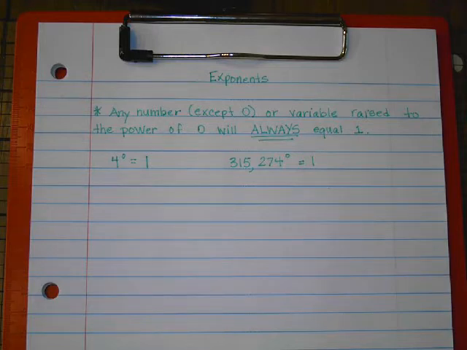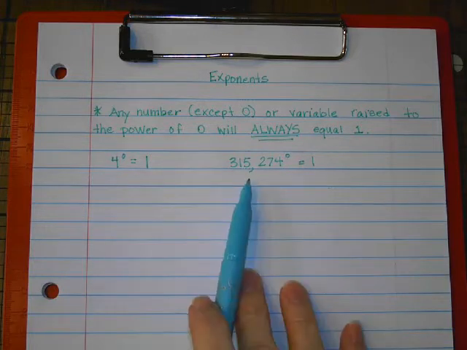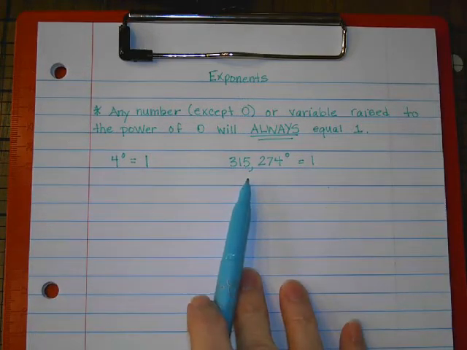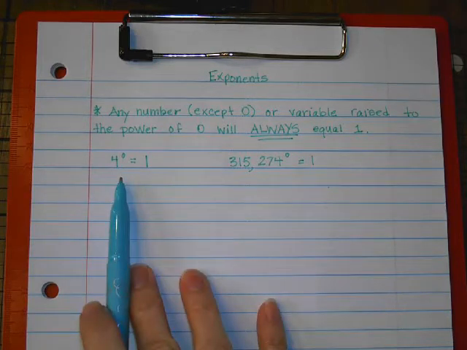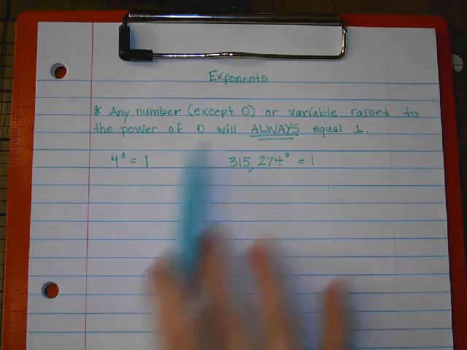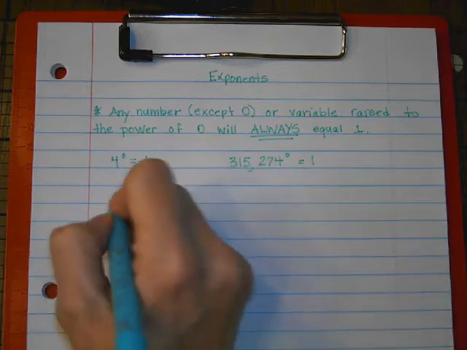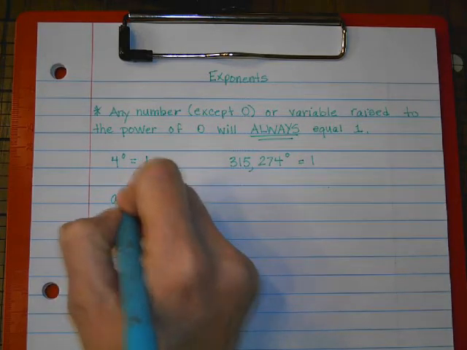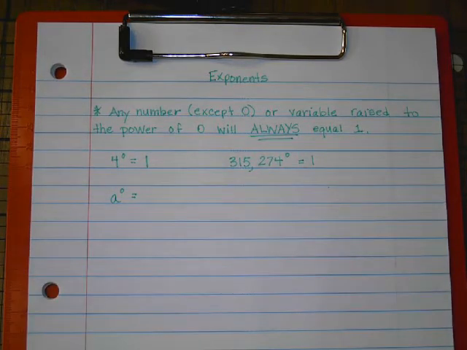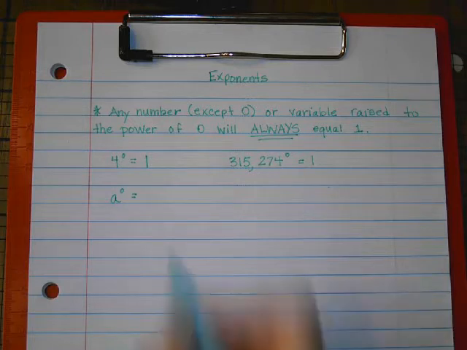equal to 1. Now, while you can use a calculator to solve these two problems and get the correct answer, when we start dealing with variables, you're not going to have a calculator to put a variable in and raise it to that. So you still need to understand the rule that anything raised to the 0 power is equal to 1 with the exception of 0. So I'm going to go ahead and show you this with a variable. Let's have a variable a. If I take a and I raise a to the 0 power, it will also equal 1.